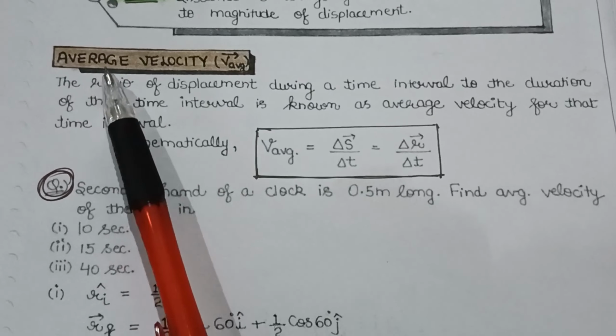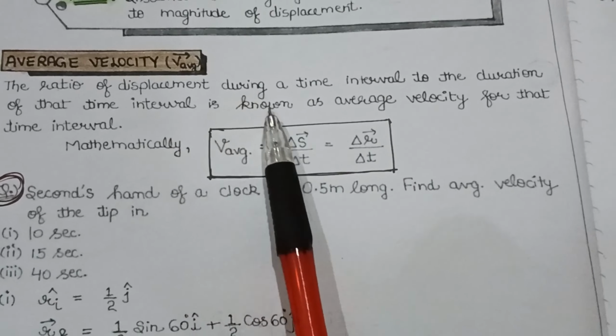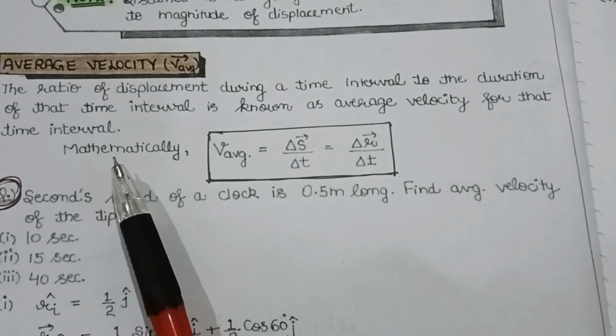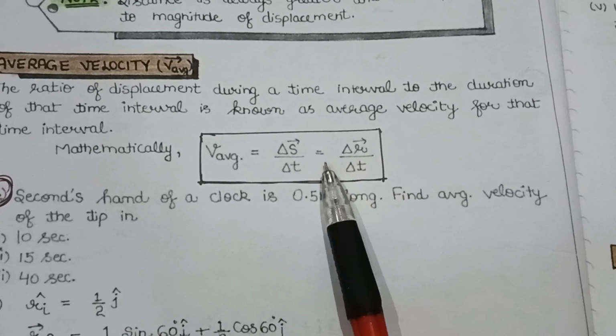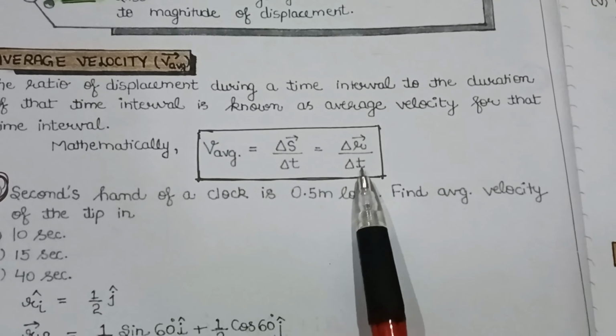Now let's learn about average velocity. The ratio of displacement during a time interval to the duration of that time interval is known as average velocity for that time interval. Mathematically, average velocity is equal to delta s vector upon delta t, which is equal to delta of position vector upon delta t.